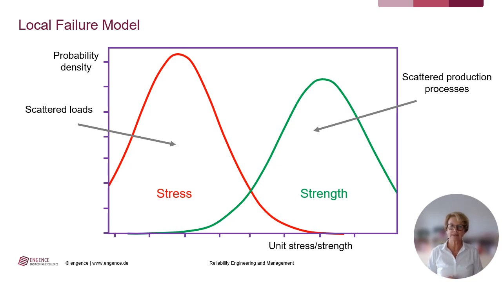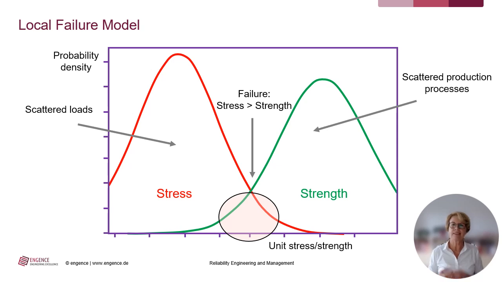Stress as well scatters, for example, due to varying operational conditions. Not every user acts and operates our product the same way as another one. Failure occurs locally, exactly if the condition stress is bigger than strength is fulfilled. In this diagram, it's indicated in the overlap area of the two distribution functions. Mathematically, it's a bit more sophisticated, but for the moment we can simplify accordingly.